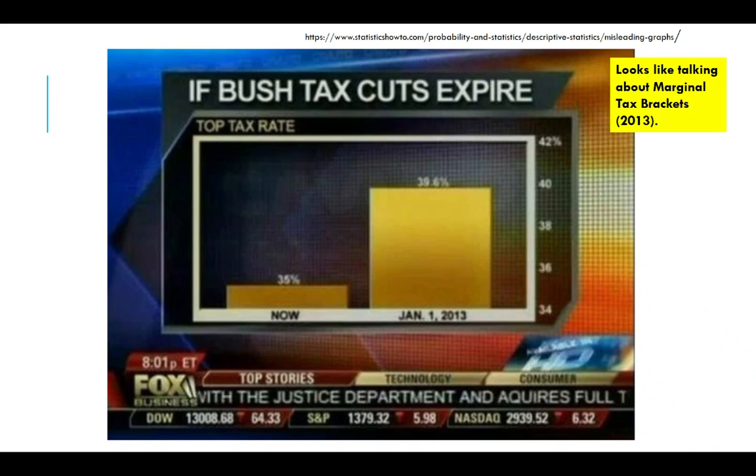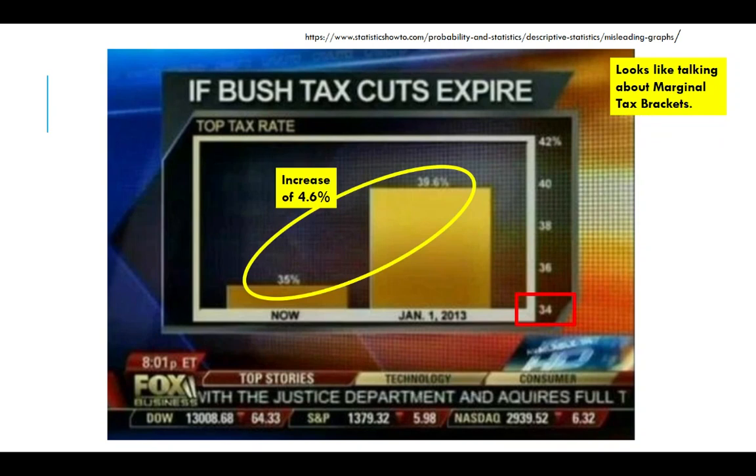Here's another example. Now, this one looks like it dates back to the discussion about the marginal tax brackets for federal income taxes during the Bush administration. So we're back in 2013. Doesn't matter that this is an old example. But if you look at it, they're saying, okay, now the highest tax bracket is 35%. That's on the left. And I guess when the tax cuts expire, we're going to be back at 39.6%. And it's showing this huge difference, right?